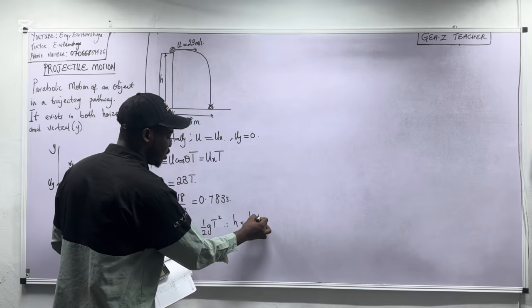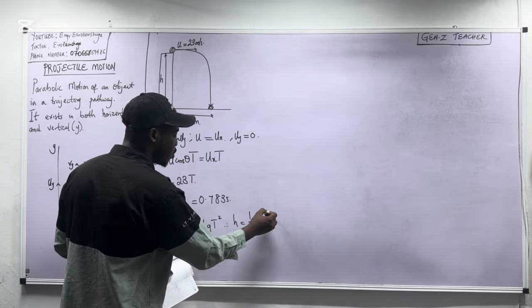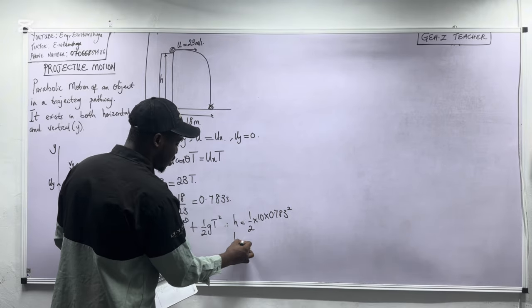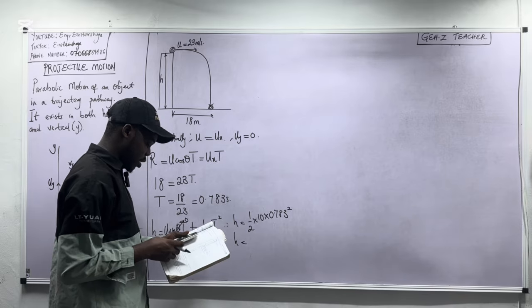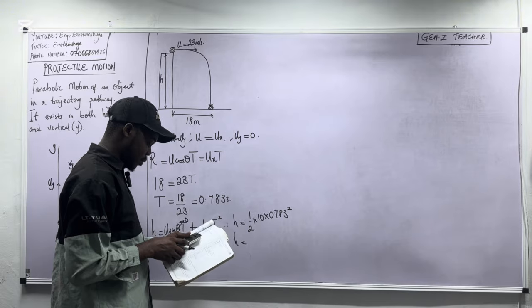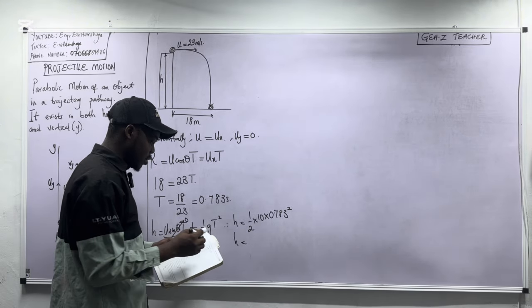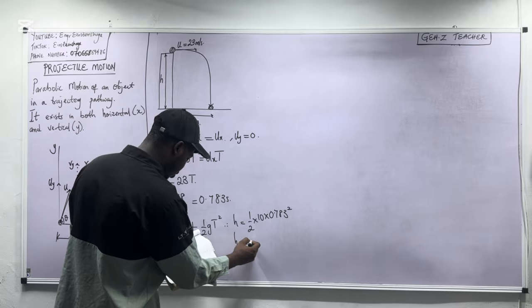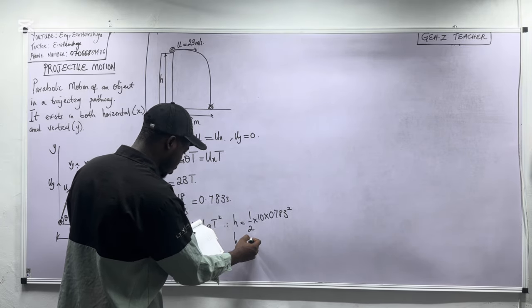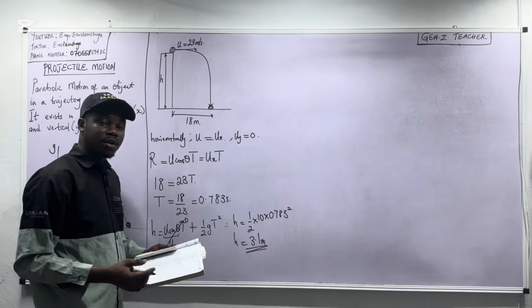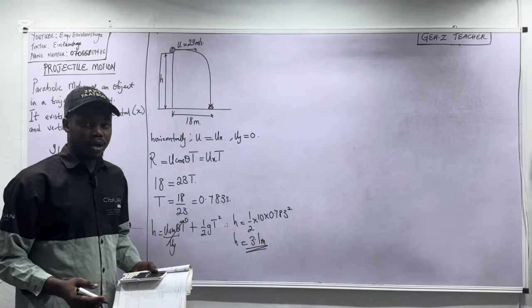Now g is 10, and the time we just solved for was 0.783, squared. So what would that give us? Square the time, times 10, times 0.5. So the height of this cliff or projection becomes approximately 3.1 meters. This becomes the answer to this question, 3.1 meters.